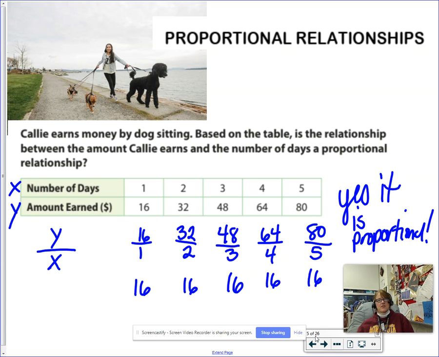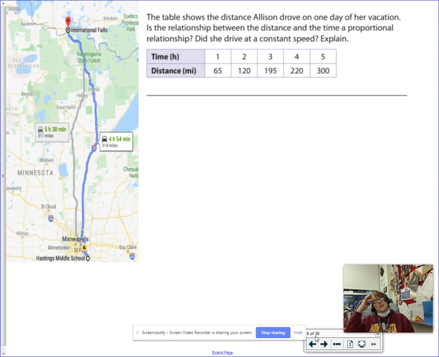Boom. Let's look at another one. Here's a table. It shows the distance that Allison drove on one day of her vacation. Now, I was trying to think of something that would be about 300 miles away from us. So here we are at our middle school.